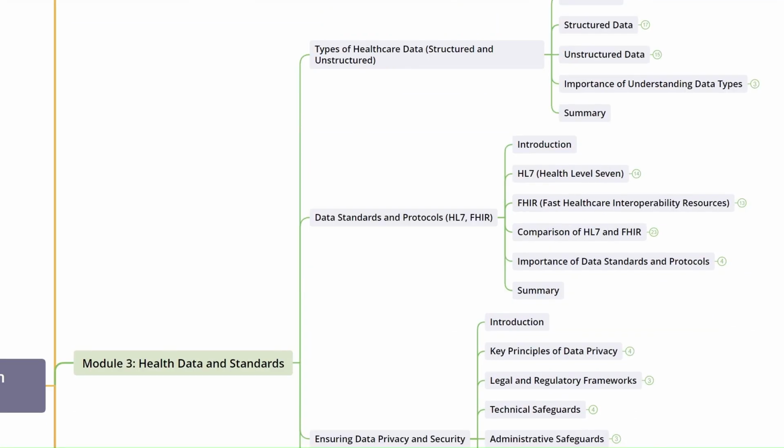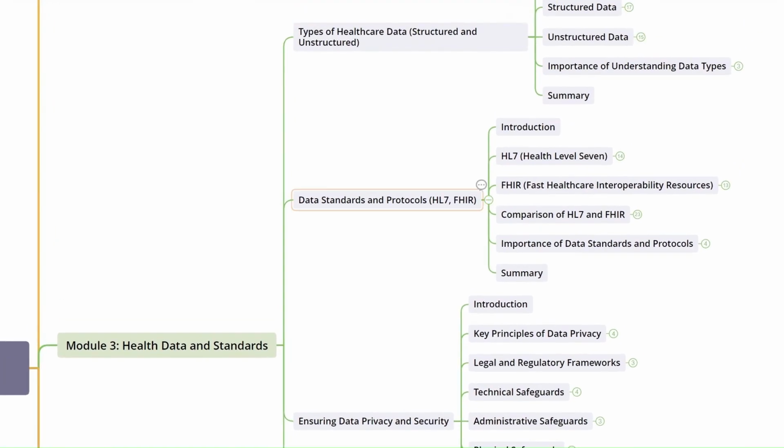Next, data standards and protocols, HL7, FHIR, interoperability. The seamless exchange of information across disparate systems is a central tenet of effective health informatics. To facilitate this, data standards and protocols such as HL7 and FHIR are employed.